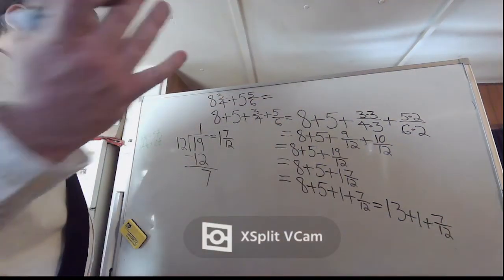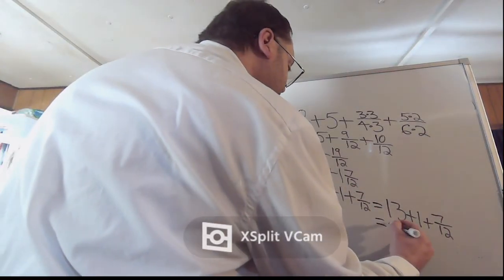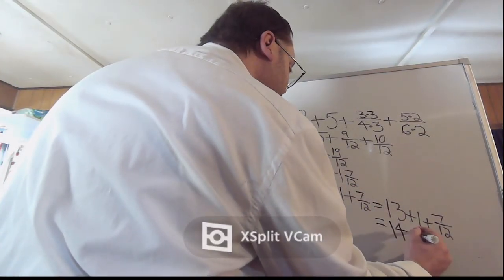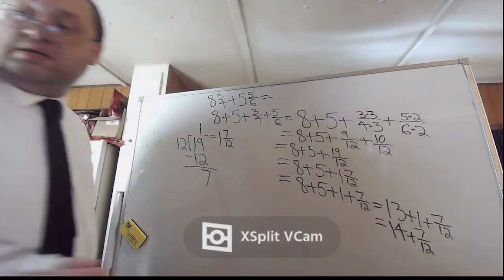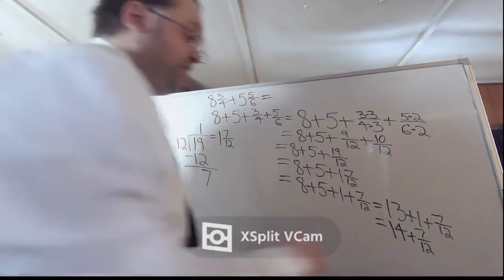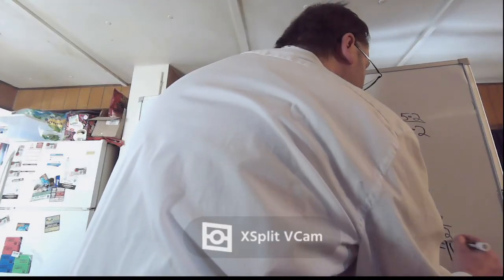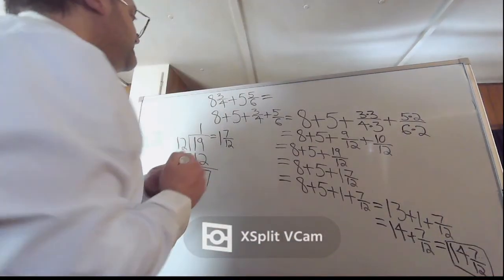Alright, well, 13 plus 1, that is 14. You'll have 14 plus 7/12, which then you add the two together, your final answer is going to be 14 and 7/12. That would give you your final answer, 14 and 7/12.